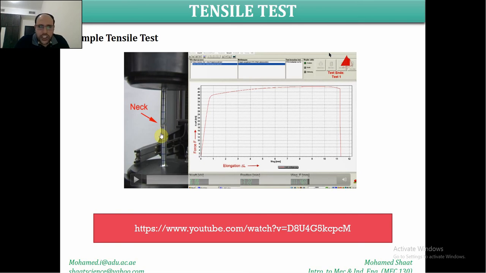The neck here is barely formed, but in the case of the steel material, the neck was clearly formed, and then the material has a different way of fracture. So the fracture of the material, even though it is a material property, depends on the material type. The way by which this material is going to fracture is totally different and distinct from one material type to another material type.